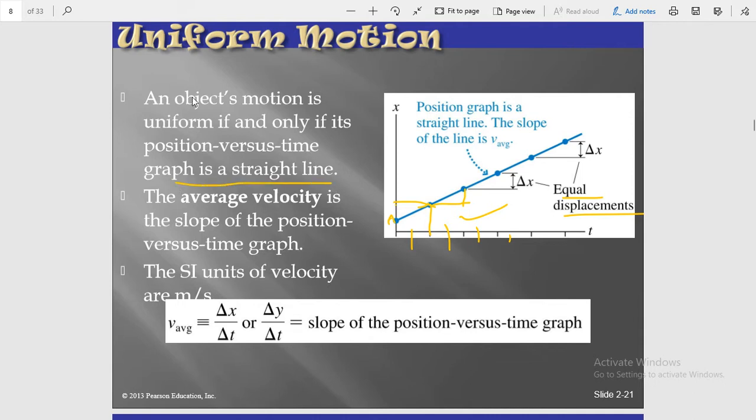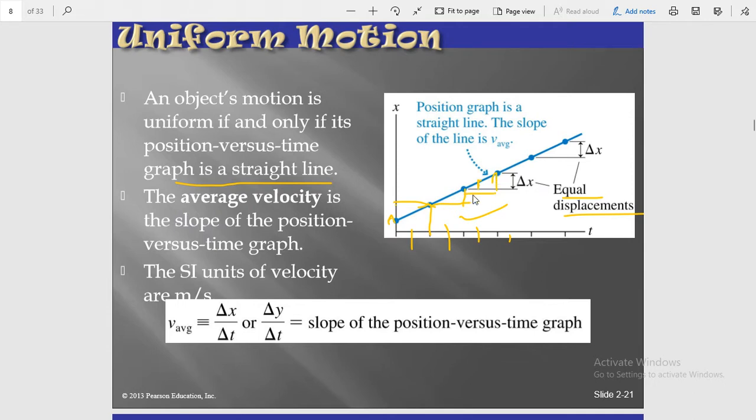So these are other characteristics of uniform motion, and you can say the motion is uniform if the graph between displacement and time, or position and time, is a straight line, as shown in this diagram. Now the average velocity is the slope of the position versus time graph. Slope is found by this triangle. In this triangle, if this angle is theta, you can get the slope. So this slope, tan theta, is equal to delta x upon delta t.